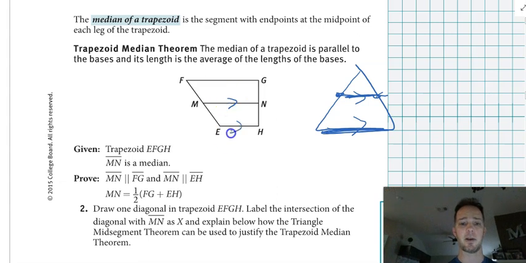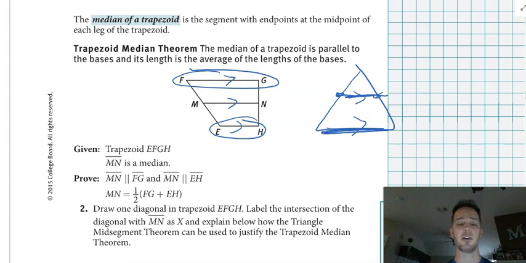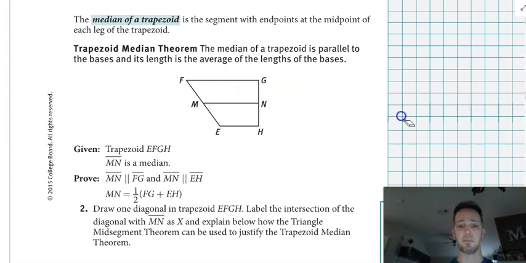Well, these are all going to be parallel to each other. The mid-segment, or the median, is parallel to the bases, and it's 1/2 of the sum of these two bases. So when you do 1/2 of the sum of two things, that's actually just an average. So in reality, we're just averaging the two parallel bases to find the median of a trapezoid.